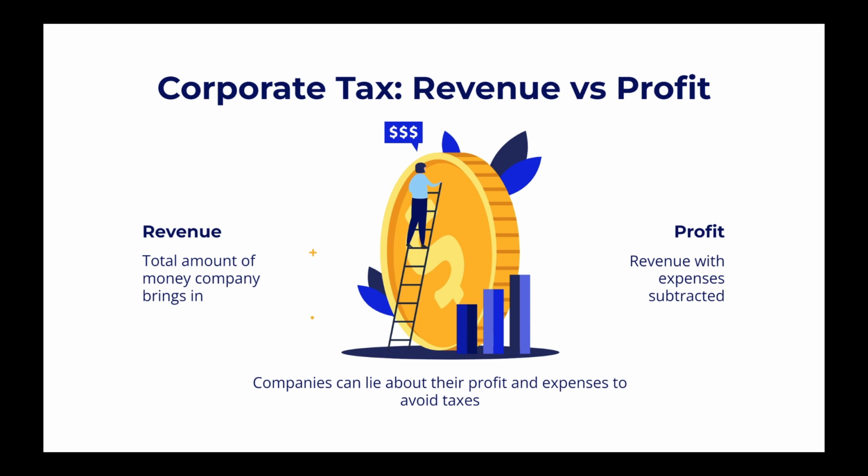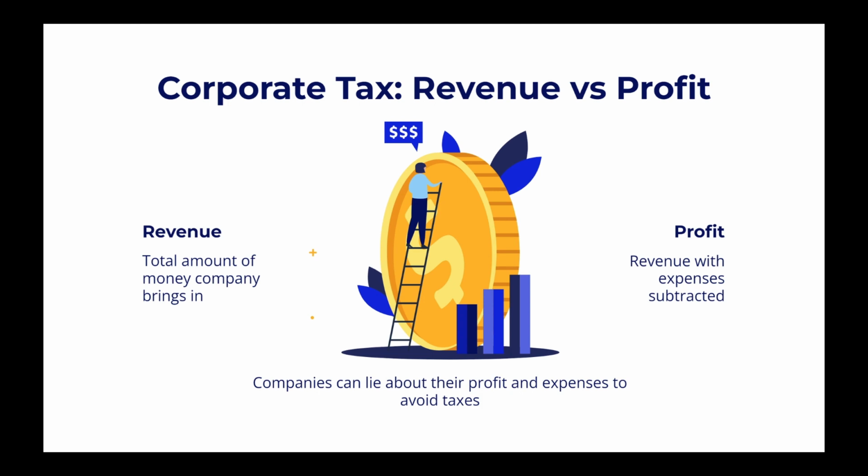So let's focus on corporate tax, and specifically revenue versus profit. Revenue is the total amount of money a company brings in, and profit means the revenue with expenses subtracted. When we think of a corporate tax, it means that companies have to pay a percentage of how much they earn in total, when you add up all the numbers, a percentage of all of that to the government.